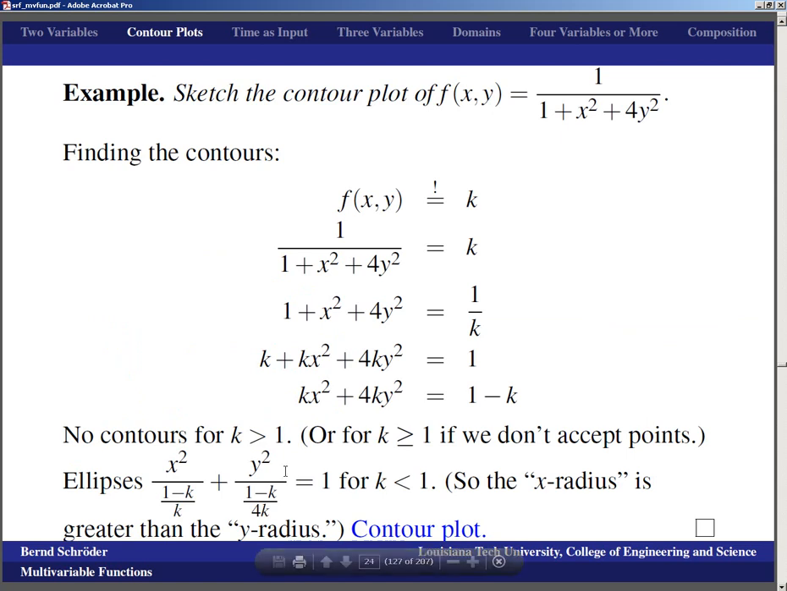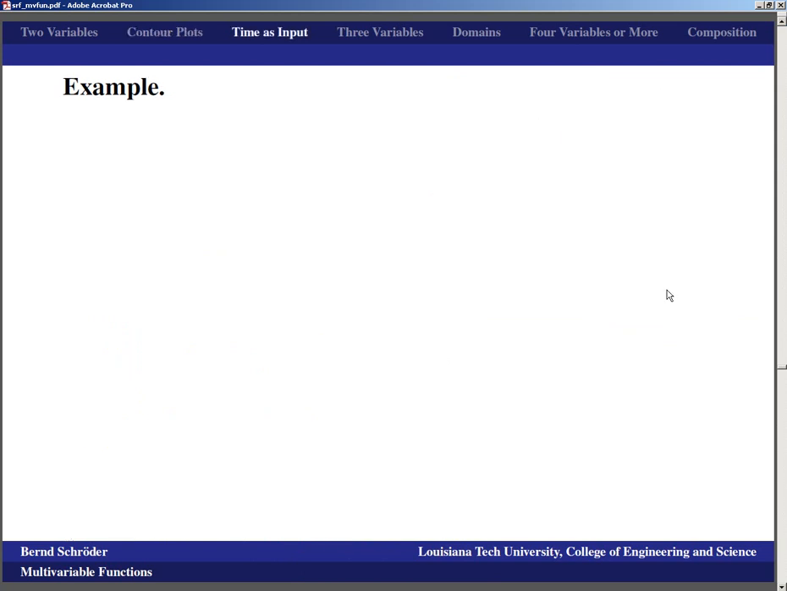Of course, by hand, you would just have to draw some concentric ellipses showing that the heights are higher near the center than they are on the outside. Okay, another example. Now we're going to talk about time as input. Here's where we really are just going to do visualization.